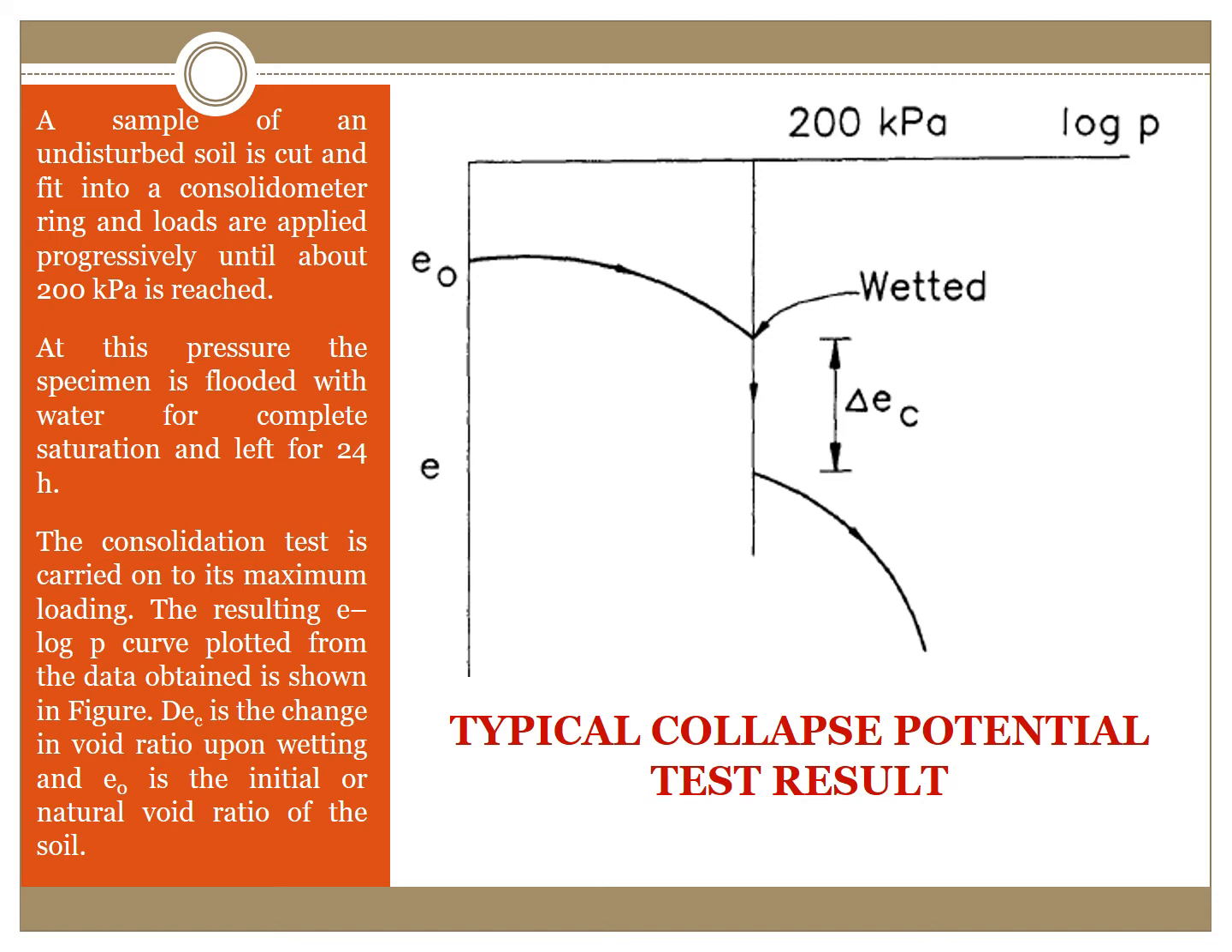And then the consolidation is carried on to its maximum loading, and the e-log p curve plotted from the data obtained is shown in this figure. This figure shows the typical collapsible potential of soil. When it is saturated, its void ratio suddenly decreases. If a soil specimen at its natural water content is placed in a consolidometer and the load is applied, this curve is obtained.